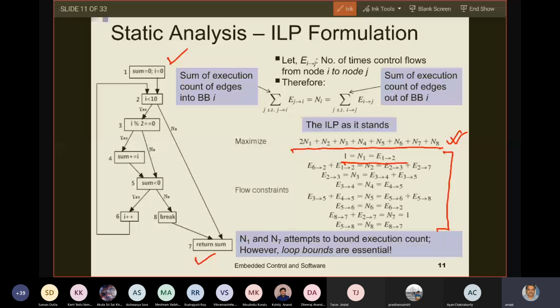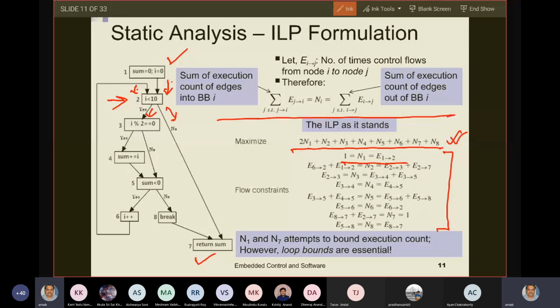Another important property for this ILP is that the number of times each basic block executes is equal to the number of times control flows into this basic block, and is equal to the number of times control flows out of it. So the number of times a basic block executes is equal to the total number of times, over all different paths, control comes into this basic block, and equal to the total number of times, over all paths, control flows out of it. This is the basic assumption, specified in the figure shown above.